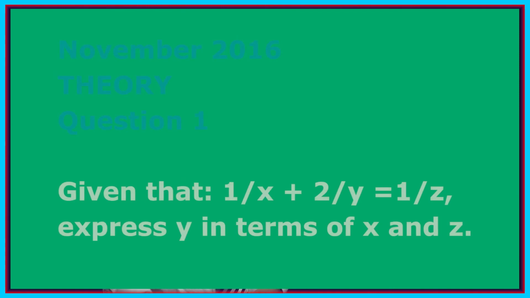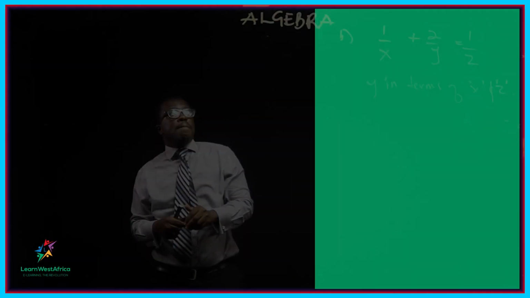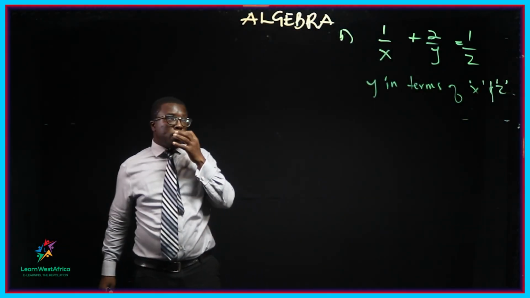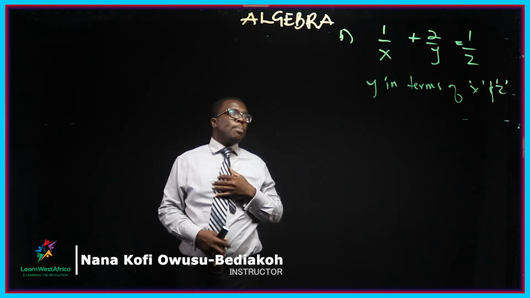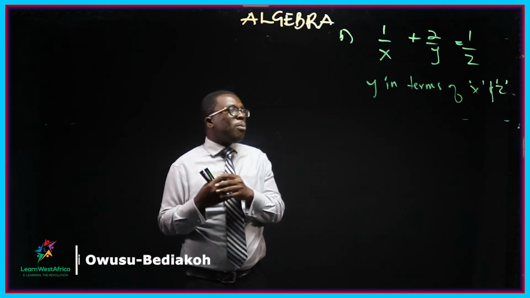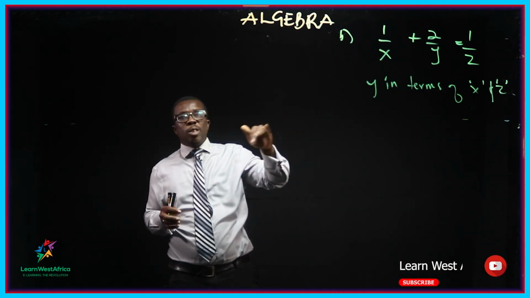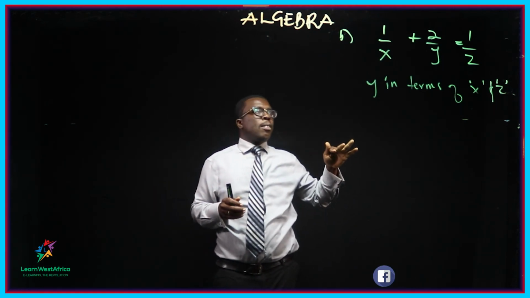Now I will share the theory question, question 1b: given that 1 over x plus 2 over y is equal to 1 over z, express y in terms of x and z. So we should find y in terms of x and z.